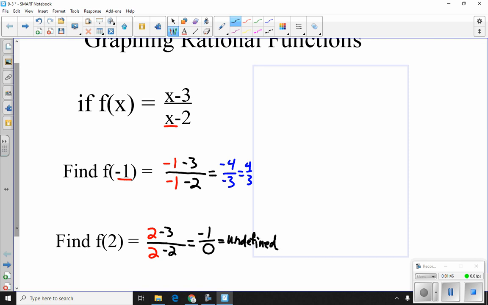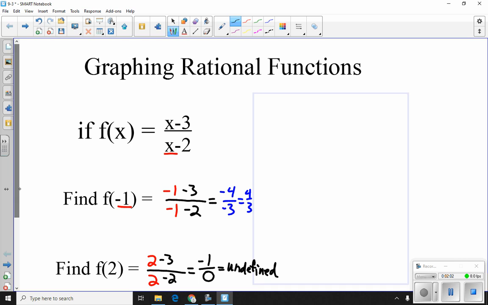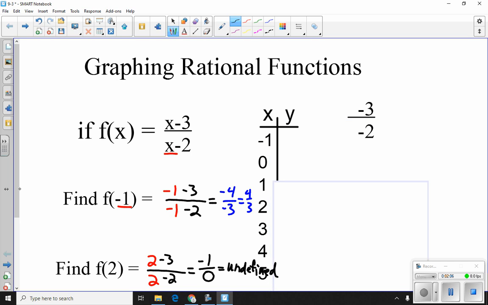So if that's undefined, you can't put it on a grid. You can't put it on a graph. So this is going to create an asymptote or a hole. It's going to end up being a point of discontinuity. Okay, so how do I graph these? Well, what we're going to do is we're going to make a table.